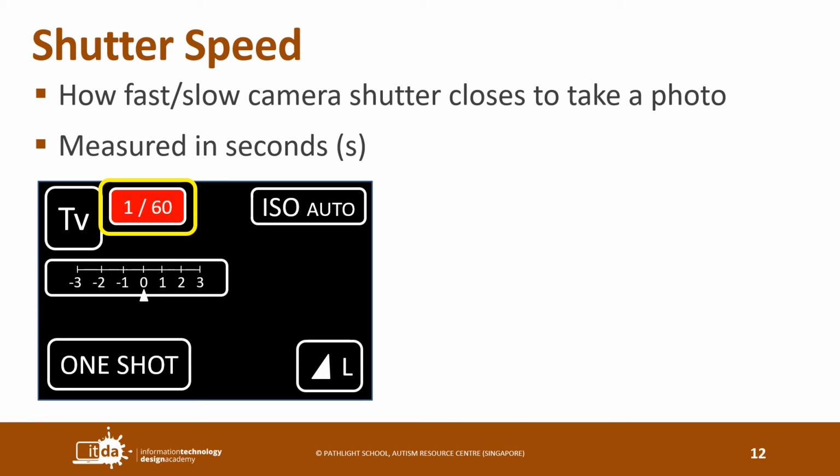Okay, so shutter speed is basically represented by the fraction here. It's how fast or slow your camera shutter closes to snap a picture. Okay, so your camera can go snap, snap, snap, snap, snap, or you can go snap, snap, snap. Okay, so that's the shutter speed, how fast the camera closes to snap the picture. Okay, it is measured in seconds. So the fraction over here is actually 1/60 of a second. That's really very fast.